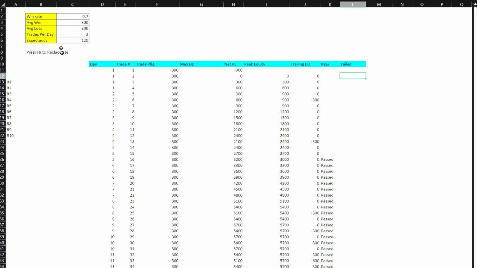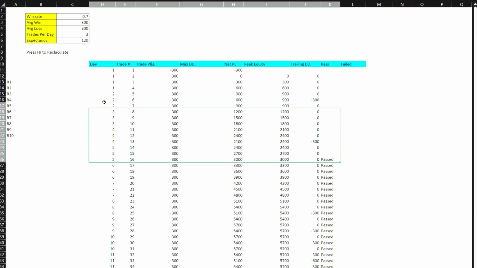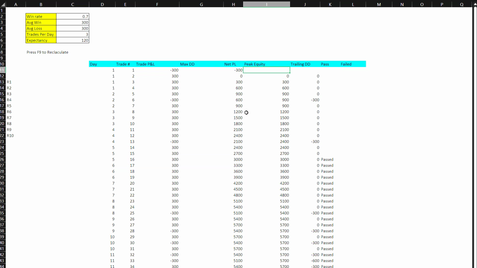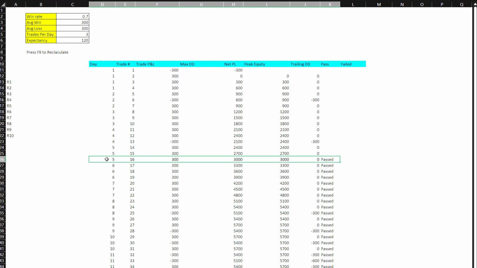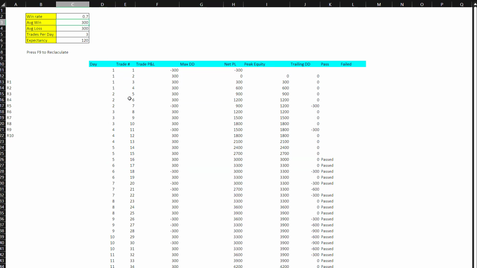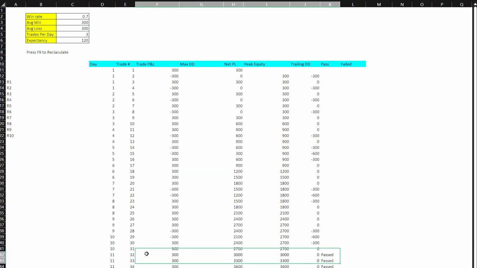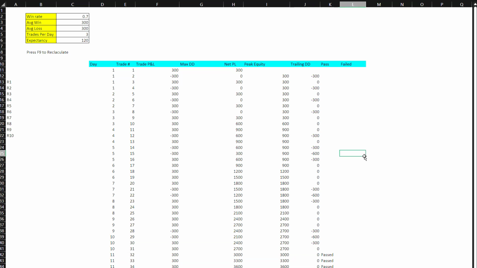So here we see with a 70% win ratio, your average win 300, average loss 300, trades per day. This just shows you what day you pass on. In this example, you had all winners, so 70% win ratio. You had one loss to begin with, and your trailing drawdown from your max was at most $300. You passed on the 5th day with 16 trades, right? We'll hit this again so we see how this looks. Okay, hit F9 again. So here you passed after 32 trades. Your max drawdown from your peak was 600. We'll hit it again. Okay, so we can see here.